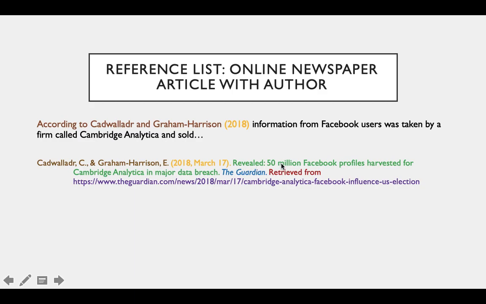Here in green, we can see the article name from the newspaper. We follow that with a full stop. Next, you can see in italics, we've got the name of the newspaper in blue. Okay, so the name of the newspaper needs to be in italics, full stop. And then again, we've got this retrieve from and the full web address. Okay, so the full web address. And again, that shouldn't be in blue and it shouldn't be underlined. And we have our indent here.